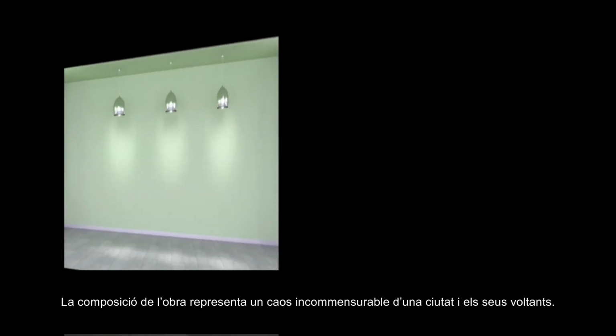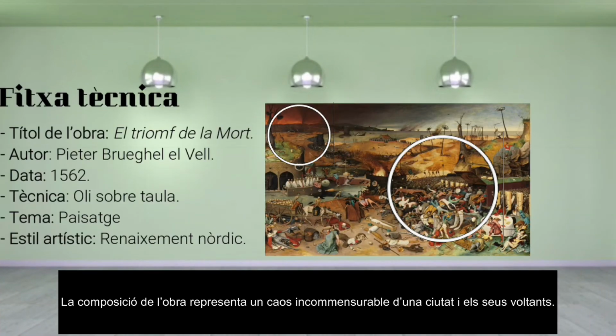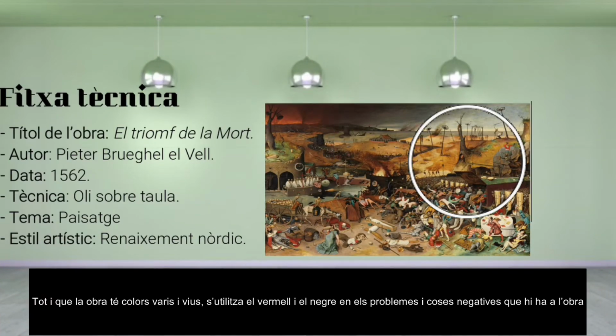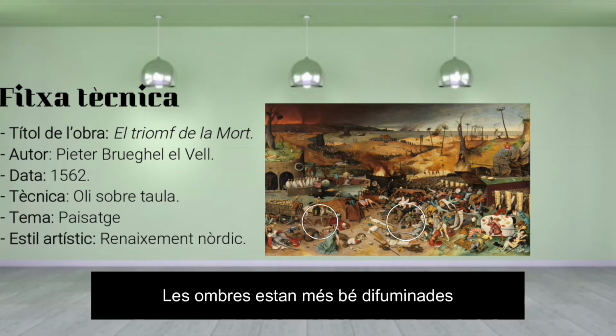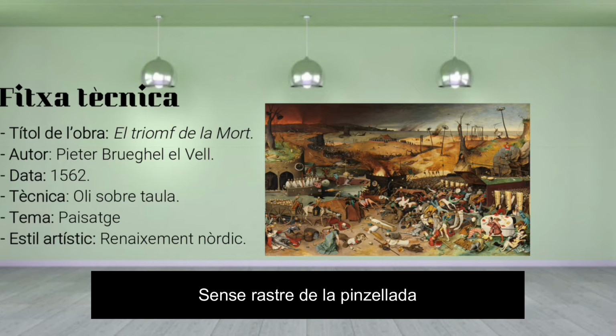This painting represents the amazing chaos of a city and its surroundings. Although this painting has vivid and brilliant colors, they use the red and black for the problems and negativity. Diffuminated shadows, without footprints of the brush strokes.